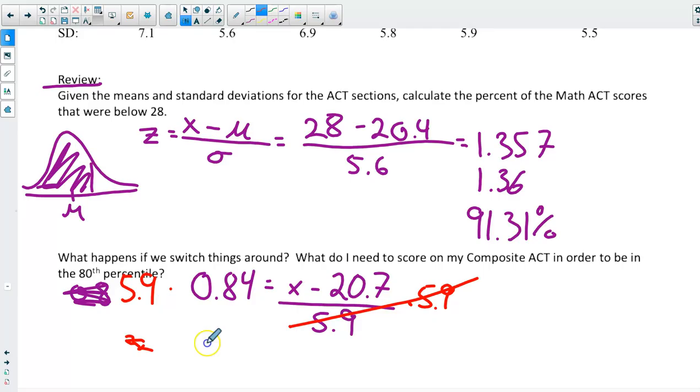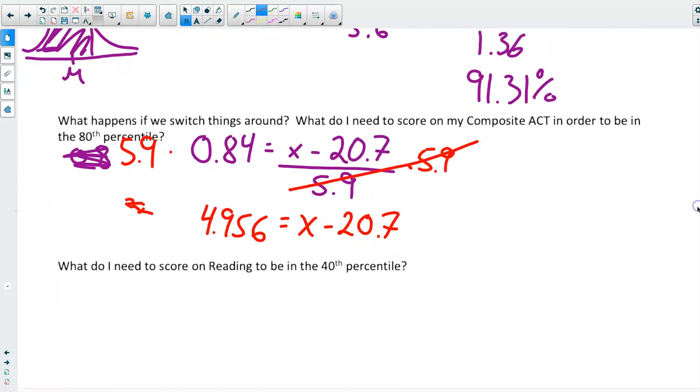And it is 4.956. And that equals x minus 20.7. Please tell me what we do next. Okay, we add the 20.7 to both sides. And I end up with 25.606.